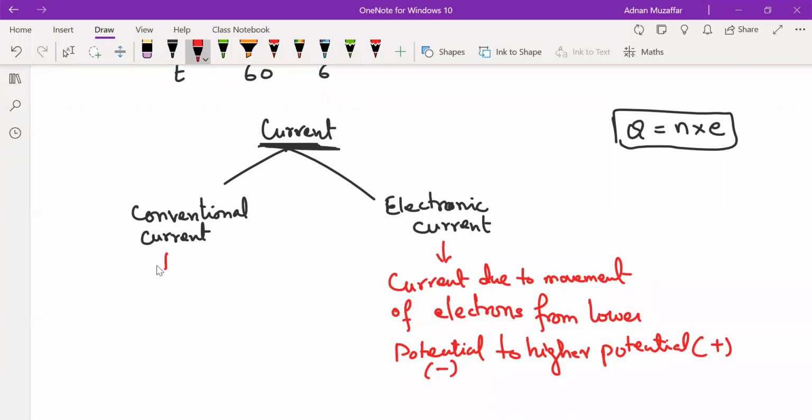But on the other hand, we can say that conventional current is current which is opposite to movement of electrons.